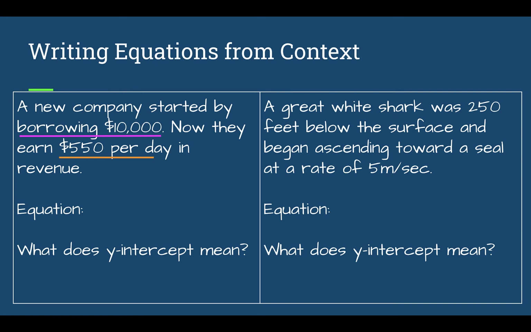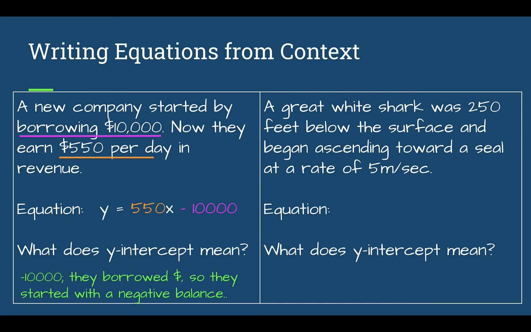It's not money that they have. They have to pay it back. It's not part of their total. But earning $550 would make our y value increase by 550 each time. So our equation would be y equals 550x minus 10,000. And then what does that y-intercept mean? I already kind of talked about it. That negative 10,000 means they borrowed money, so they started with a negative balance and have to earn that money back before they can make a profit.